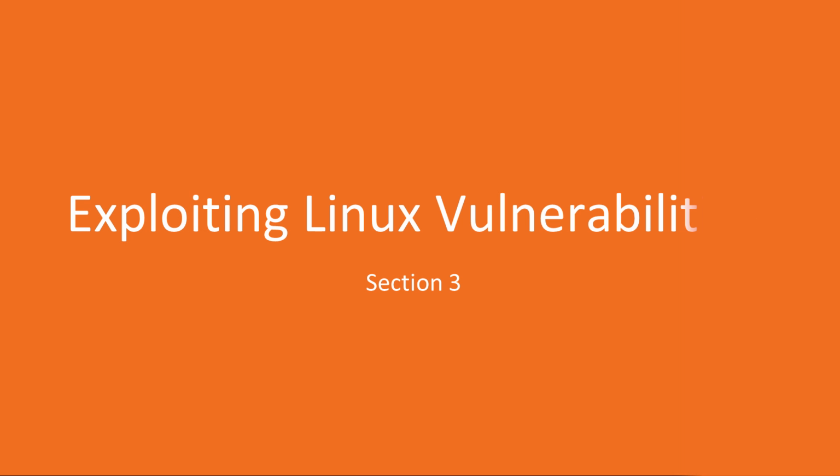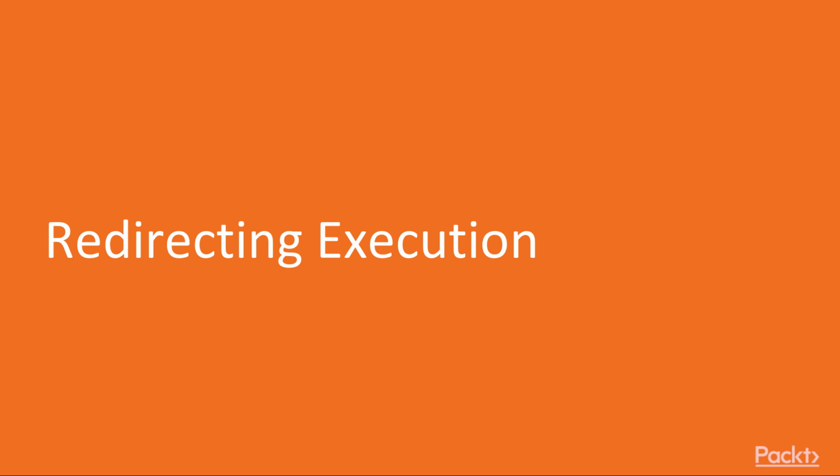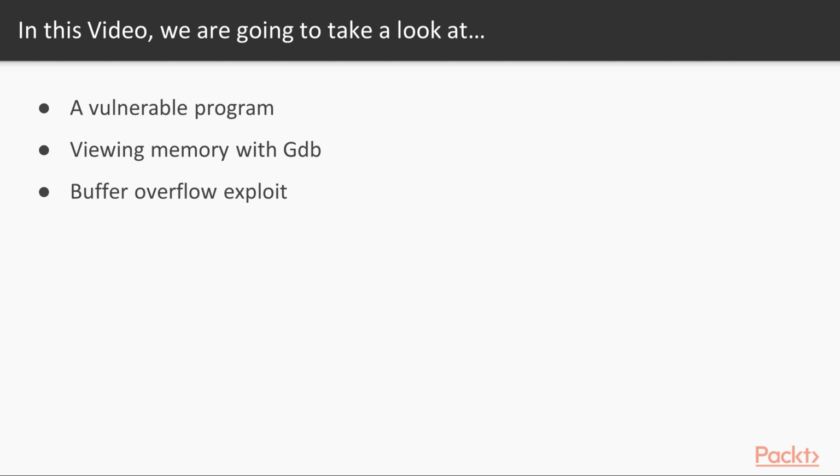This video begins the Exploiting Linux Vulnerabilities section with redirecting execution. We'll create a vulnerable program in C, view memory usage with GDB for normal execution of the program, and then perform a buffer overflow exploit to make an unexpected result.